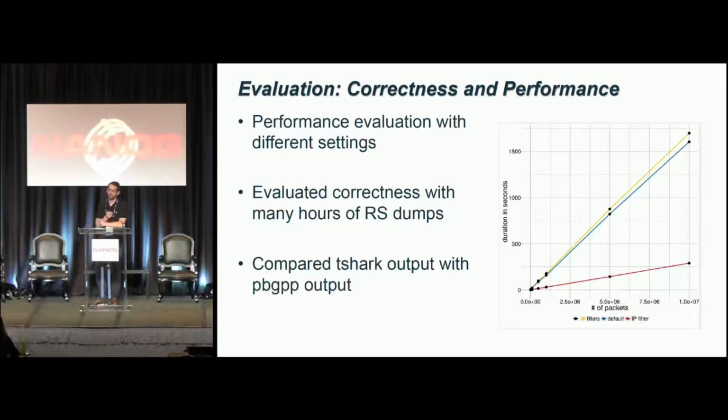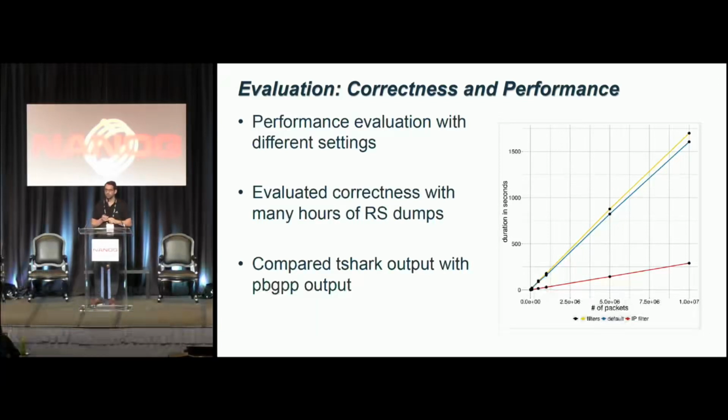We also did an evaluation of correctness and performance. The performance evaluation with different settings is shown in this plot. We went from a couple hundred thousand up to 1 million packets or messages in the PCAP file, and we see that it's a linear growth of runtime. If we have an IP filter, the red line, then the performance is much better because a lot of packets are discarded and we just look at the subset. And the default run, without other parameters, is basically just parsing the data and writing it in a file in a more sorted way. Then we have the blue line, and it's just slightly slower if we use extensive filters on BGP level.